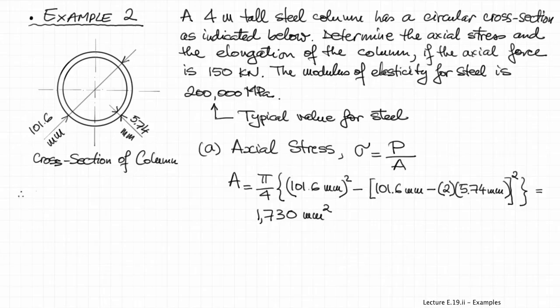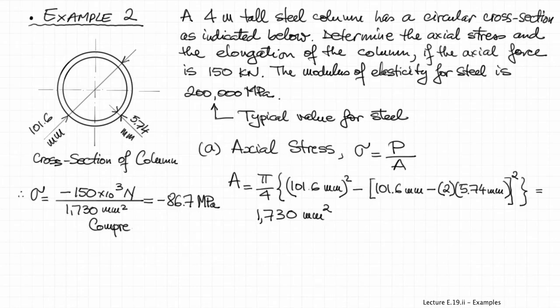Plugging in the numbers in the formula for the stress, paying attention again to the units, we have a negative force divided by the cross-sectional area, and of course the force is negative because the column is in compression. So the resulting stress will be equal to negative 86.7 megapascals, and the negative sign indicates that this is a compressive stress in the column.